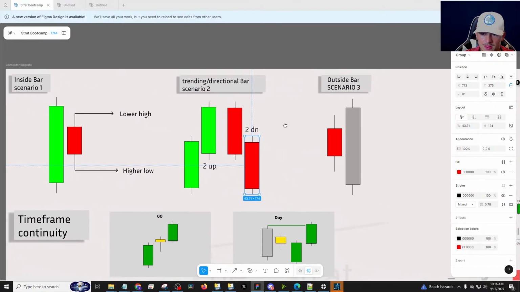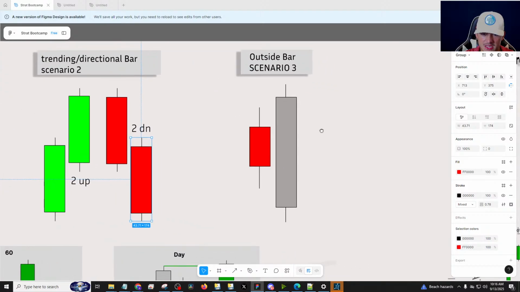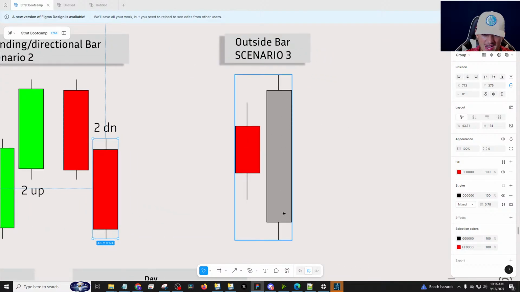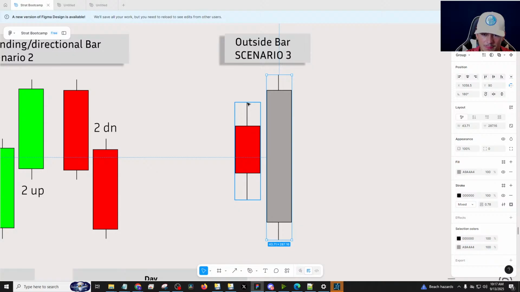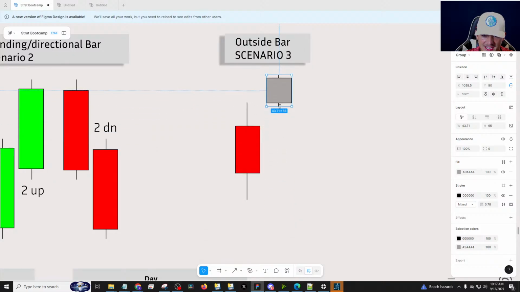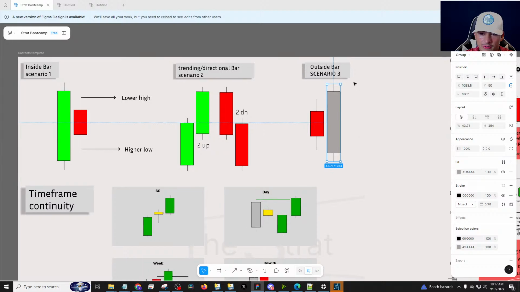And then we have what we call scenario 3. So scenario 3, you'll see it's gray here. It could be green or red. It could even be a doji. But a scenario 3 is a bar that takes out the lows first and then goes the opposite direction, taking out the highs as well. Or a bar that takes out the highs first, new highs to the previous bar's range, and then takes out the lows. So what we say is, in order for a 3 to occur, it has to be a 2 first.